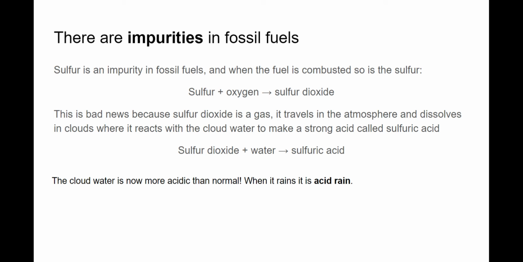Normal cloud water is a little bit acidic because carbon dioxide dissolves in it, and that's fine. So normal rainwater is a little bit acidic, and that's not a problem at all. But when we get very acidic cloud water, because sulfuric acid is being made in it, we call this acid rain, and this is a problem.